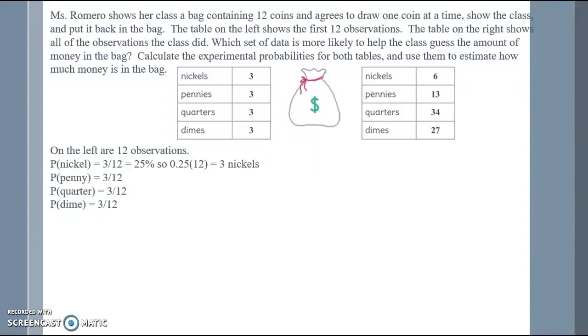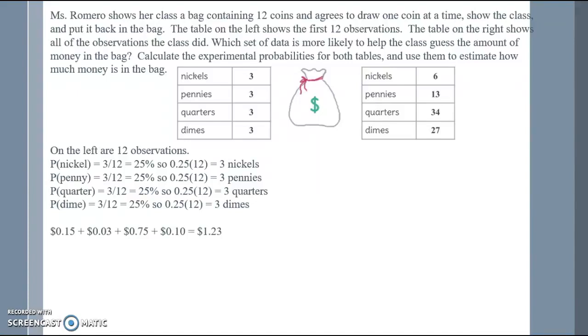So if we had 12 coins times 25%, we would end up with 3 nickels, 3 pennies, 3 quarters, and 3 dimes, the exact same results that we observed, since there wasn't any variety in our numbers. So if we were to take 3 times 5 cents, we'd get 15 cents. 3 times 1 cent is 3 cents. 3 times 25 cents is 75 cents. And 3 times 10 cents is 30 cents. So adding all of them up, we get $1.23.